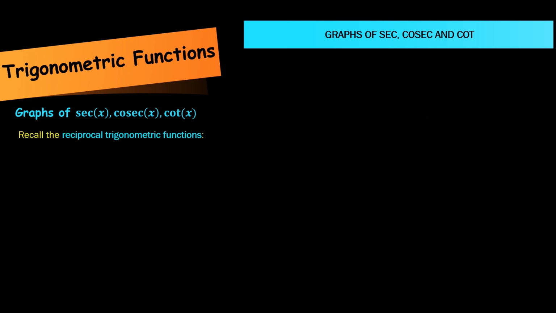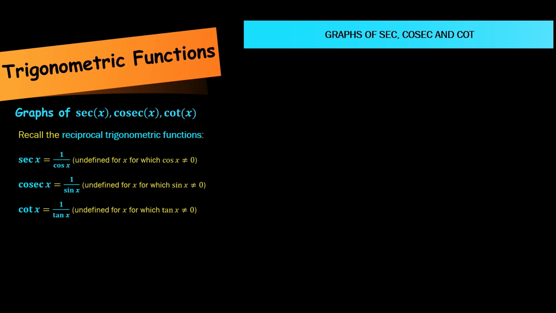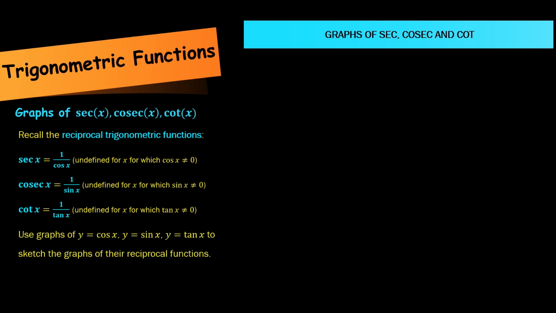Recall the reciprocal trigonometric functions. Sec equals 1 over cos, cosec equals 1 over sine, and cot equals 1 over tan. We're going to use the graphs of y equals cos, sine and tan to sketch the graphs of their reciprocal functions.